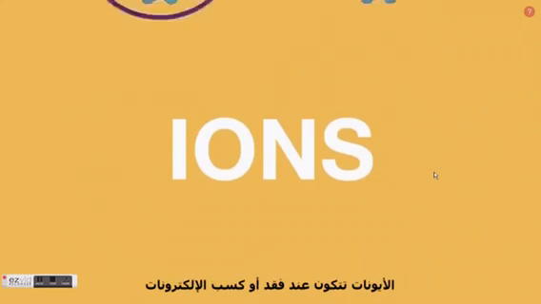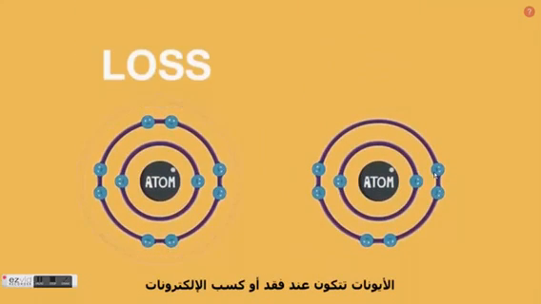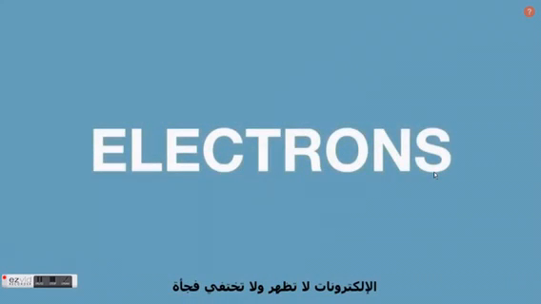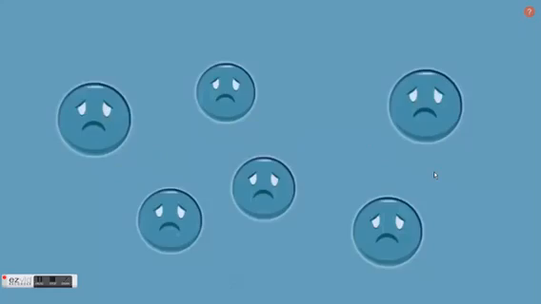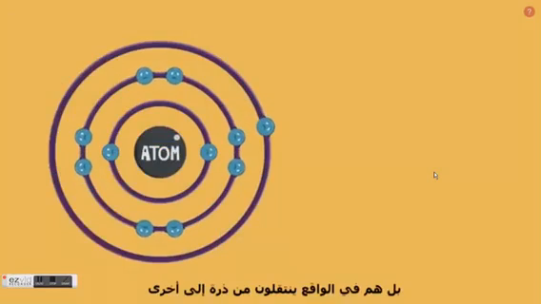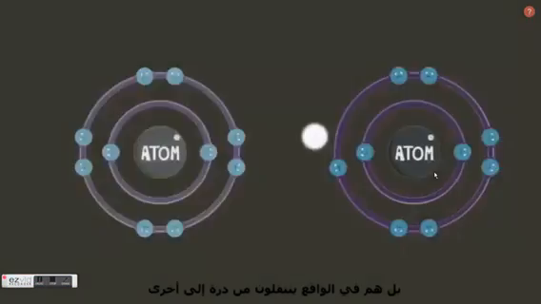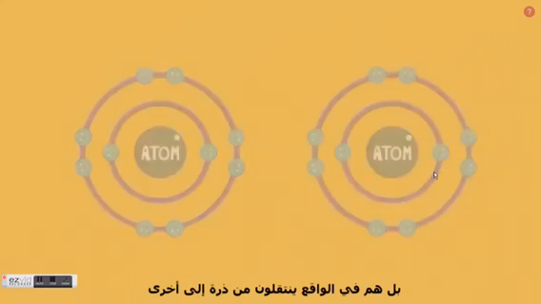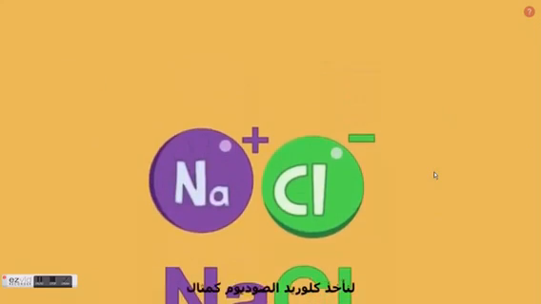Ions, as you already know, are formed from the loss or gain of electrons. Electrons, however, do not suddenly appear or disappear. They are, in fact, transferred from one atom to another. Let's look at sodium chloride as an example.